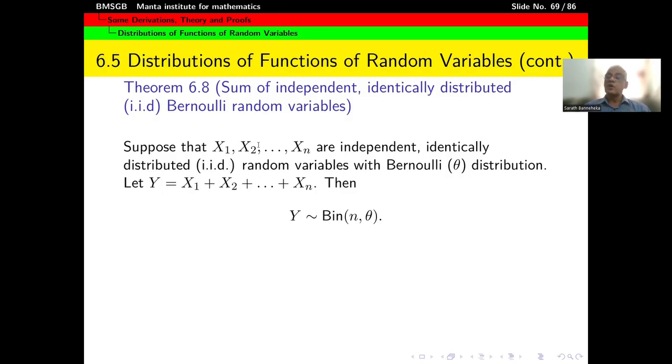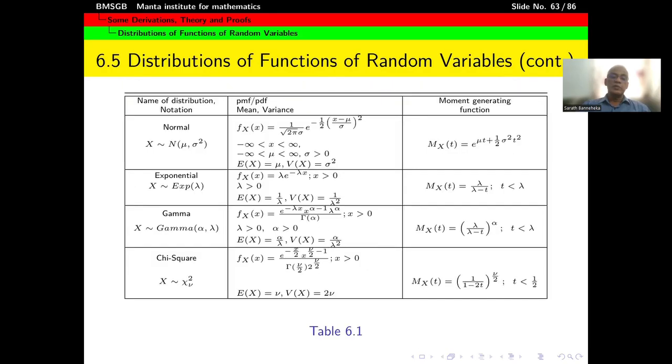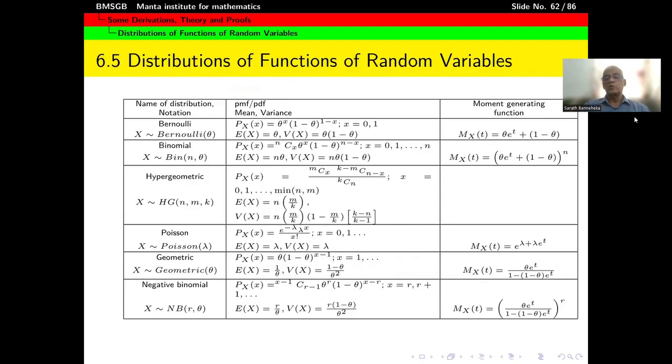What is the distribution of y? You can prove that y has a binomial n theta distribution. n is the number of trials and theta is the probability of a success. For that, again, you can use the homogeneity function technique. So find the homogeneity function of a Bernoulli random variable from this table. I have given you the homogeneity function of a Bernoulli theta random variable.